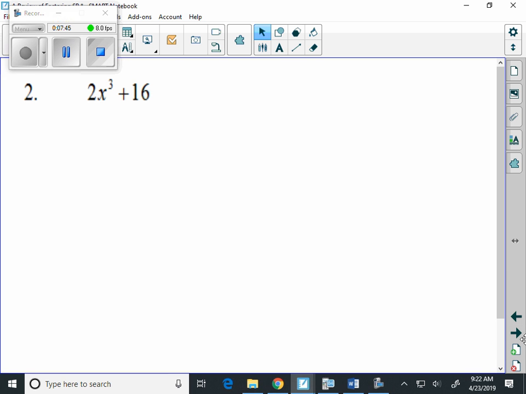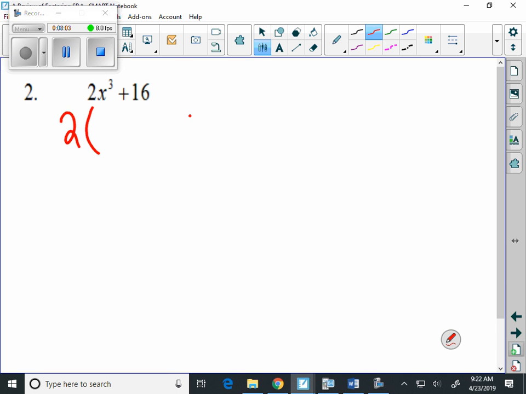As we take a look at problem number 2, we look up above and we don't see a 2. We don't see a 16 on our chart. So then we have to ask ourselves, do we have a greatest common factor? And what we see is that these are both even numbers, so we're going to factor out a 2. And we're left with x cubed plus 8. And now we do. It's 1x cubed.